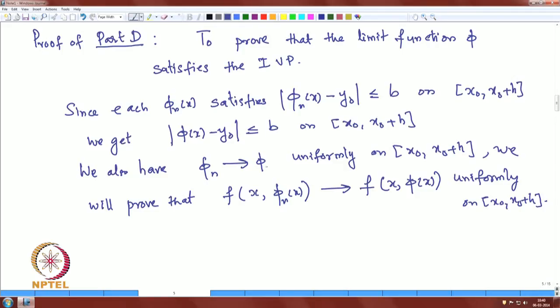We have already proved that phi n converges to phi uniformly on x 0 plus h, and by using that, and f is given to be continuous, and f is having nice properties: continuity with respect to x and Lipschitz continuity with respect to phi. So, therefore, if we find f of x phi n x minus f of x phi x, which is a limit function, this is less than or equal to, by using the Lipschitz continuity of f with respect to the second argument, alpha times phi n x minus phi x.